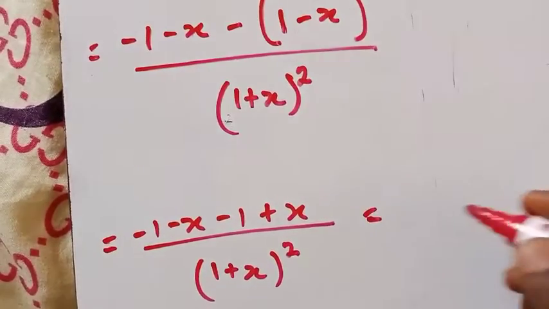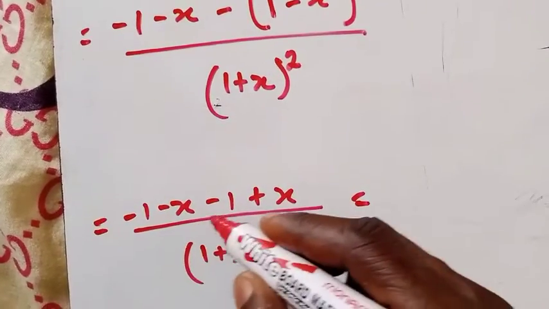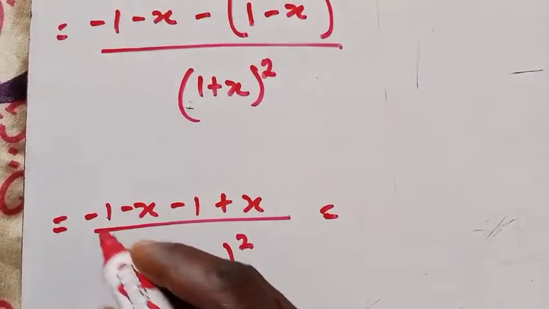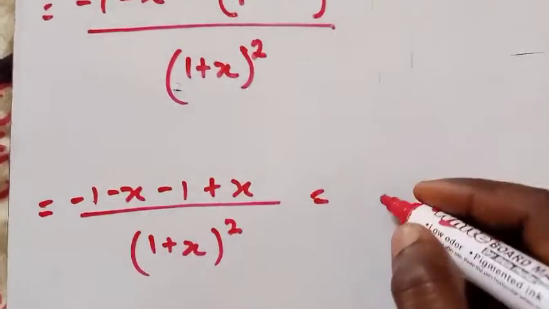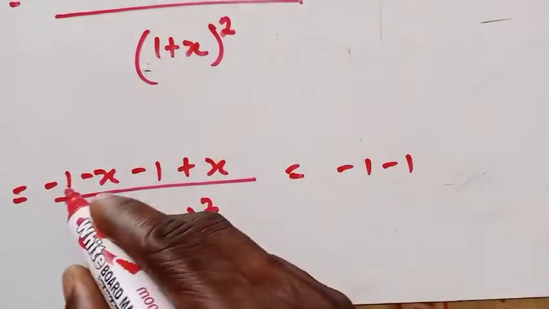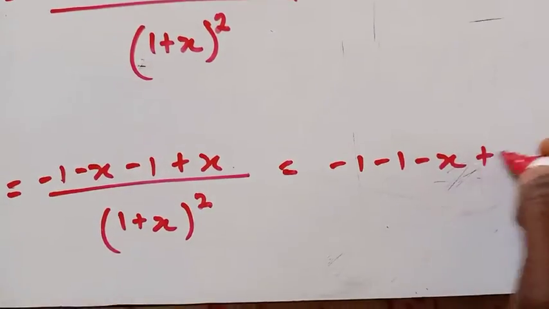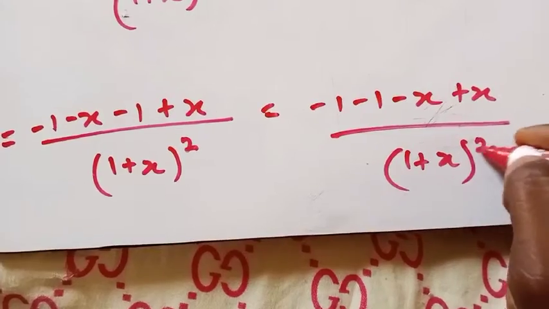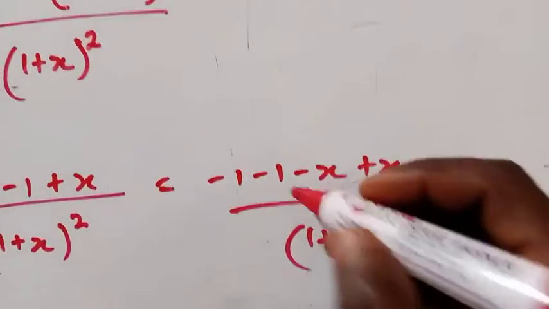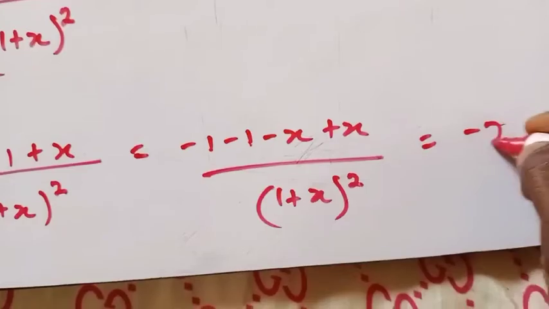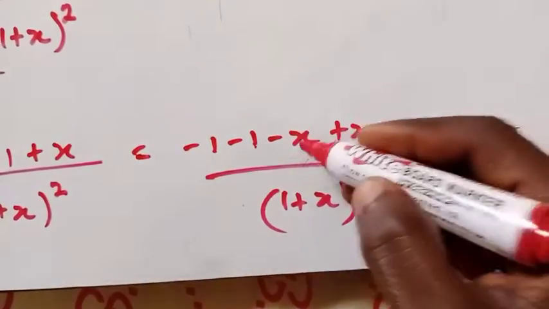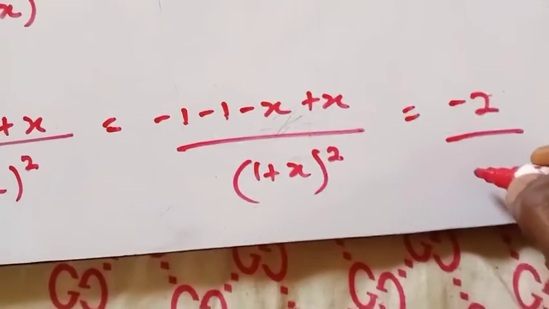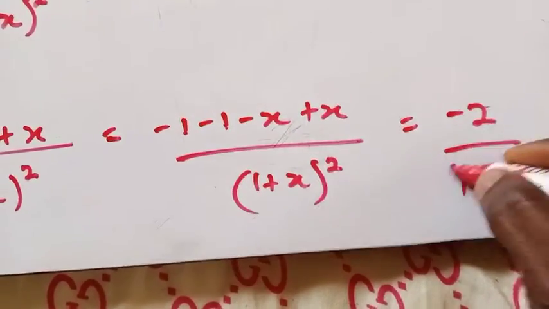So from here we can see that this guy here we are going to group. So this and this one, the negative 1 and negative 1, that is going to be negative 1 minus 1, so negative 2, and then we have negative x plus x, everything over 1 plus x squared. Remember, this and this cancel out, so you have a negative and a positive here, so they cancel out. So we are having negative 2 over 1 plus x, everything squared.